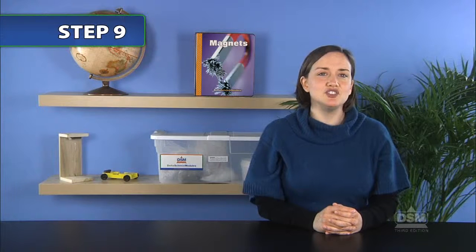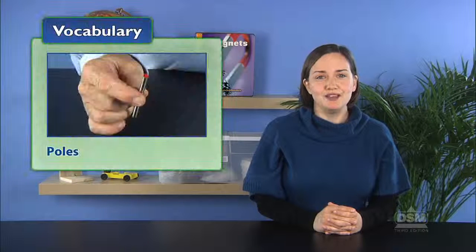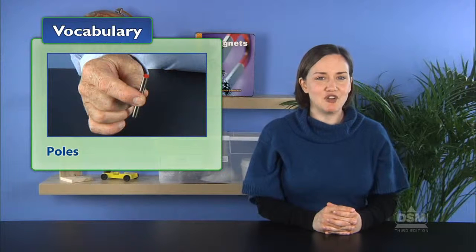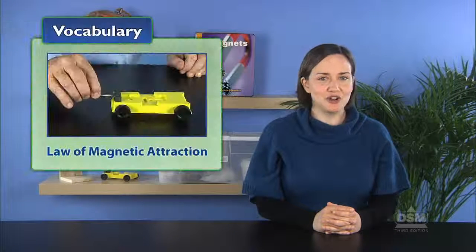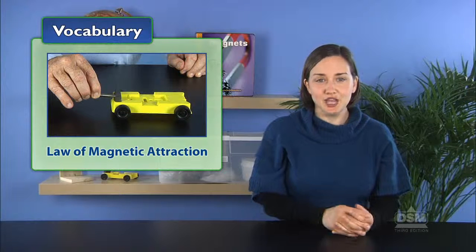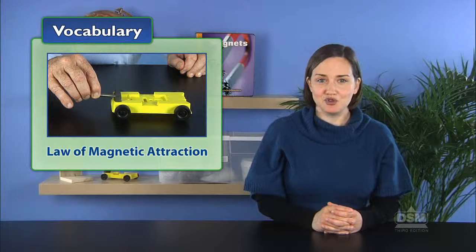Explain that scientists use these words to describe the actions of a magnet. Explain that the ends of magnets are called poles. The poles are where the magnetic field is strongest, and every magnet has 2 poles that are equal in strength. Tell students that the law of magnetic attraction states the following: like poles repel, unlike poles attract.